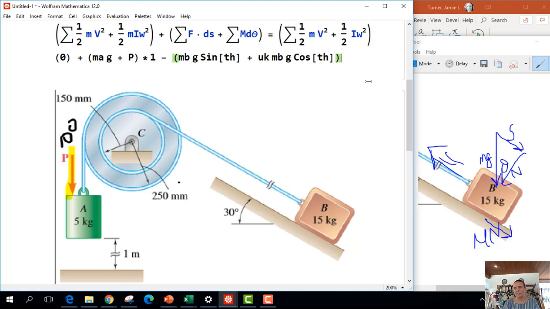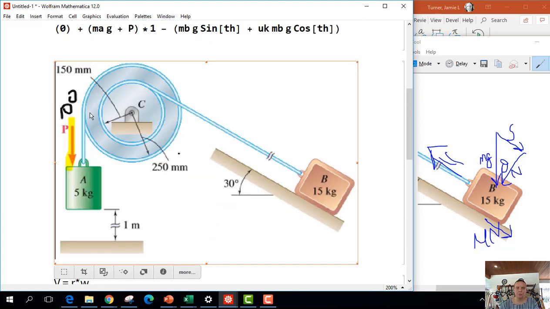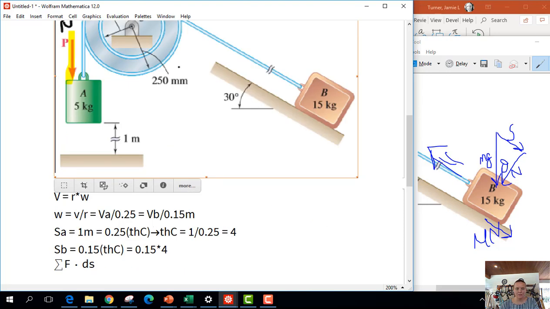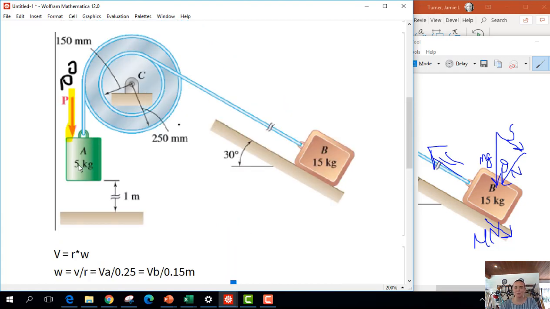And what is the distance that those forces act over? You can think of circumference equals 2 pi r, or any arc length equal to r times theta. So if 1 meter is equal to 0.25 times however far C rotates, here's how much C has rotated. 1 meter divided by 0.25 meters is 4 radians. So that is the number of radians C has rotated by the time A falls that meter all the way to the ground.